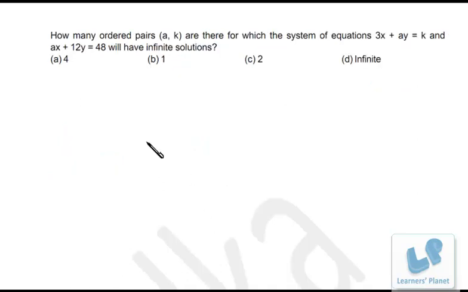Now let's see this problem. How many ordered pairs a and k are there for which the system of equations will have infinite solutions? Now, if we want the system of equations to have infinite solutions, that means both the lines should be same. Each equation represents a line, and if the lines are same, that means one line lies on the other, then they will be having infinite solutions. So what should happen in that case? The coefficients should be compared, like 3 by a should be equal to a by 12, and that should be equal to k by 48.